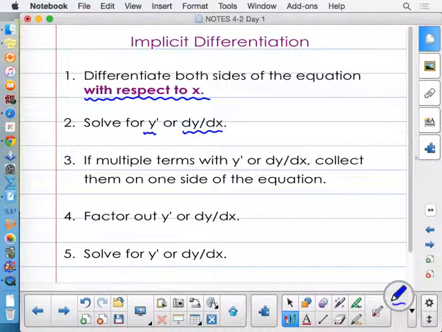Step 3 hasn't come into play yet, if multiple terms. Step 4 will come in some of the examples, and then finally what we did was we solved for the y prime or the dy dx in order to have the derivative function. So pause here if you need an extra minute to get these steps down neatly so that you can use them.